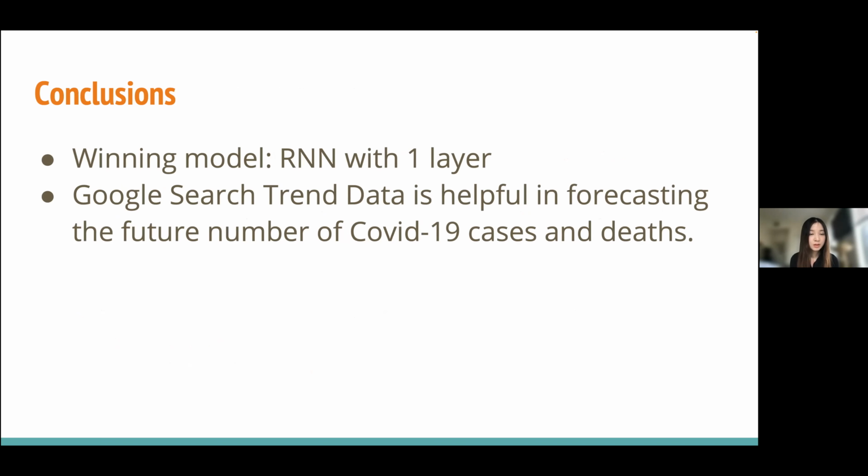Next. So in the end, we can see that the winning model of all is the recurrent neural network with one layer. We also showed that the Google search data is helpful in forecasting the future number of COVID-19 cases and deaths. Thank you.